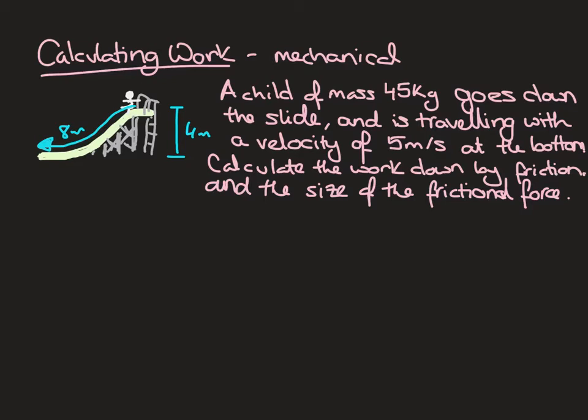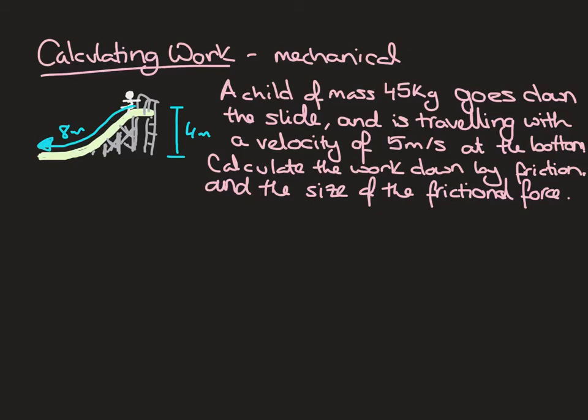So let's revisit the slide example where a child is going down a slide that we saw in the previous video. We have a child of mass 45 kilograms going down the slide, and in this question we're going to say that at the bottom of the slide the child is travelling at a velocity of 5 meters per second. Calculate the work done by friction and the size of the frictional force. You can see from the diagram the slide is 4 meters high and the child is going to travel 8 meters along the slide here.